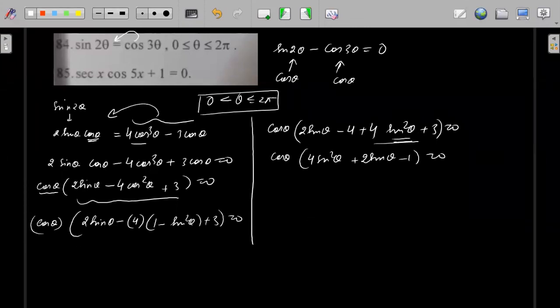Fine. So that means we have two parts which can be 0. First is cos theta is equal to 0, or 4 sine square theta plus 2 sine theta minus 1 is equal to 0. So cos theta is equal to 0, this is case 1. Case 2 will be 4 sine square theta plus 2 sine theta minus 1 is equal to 0, right? So I will see the roots of this.